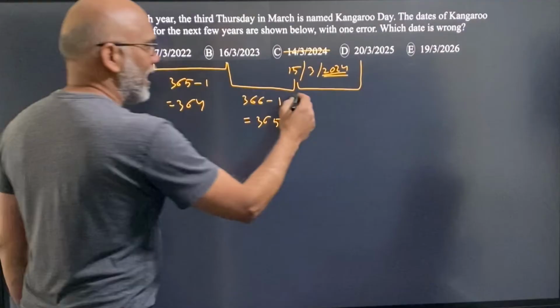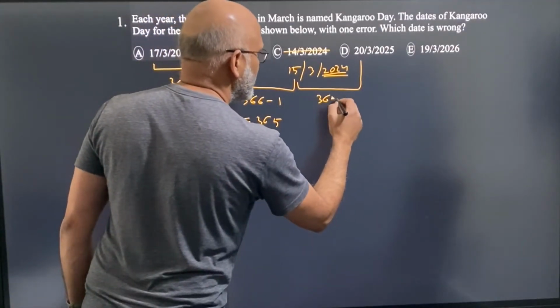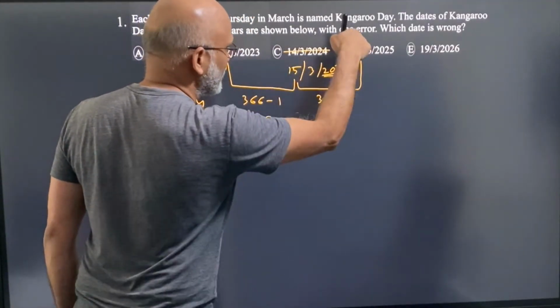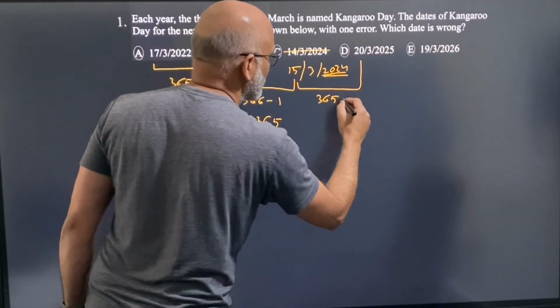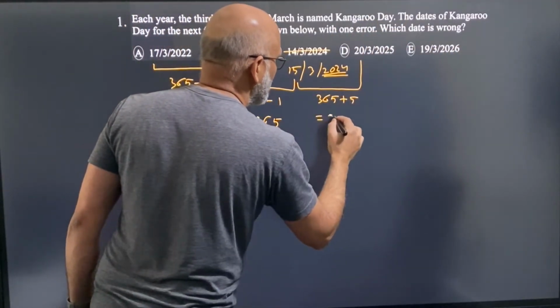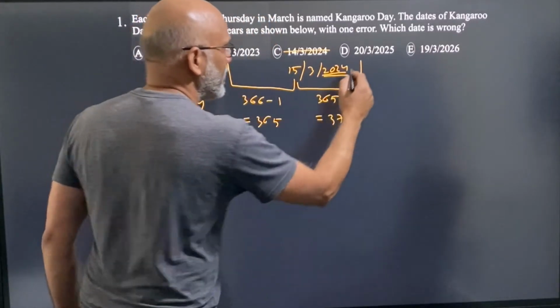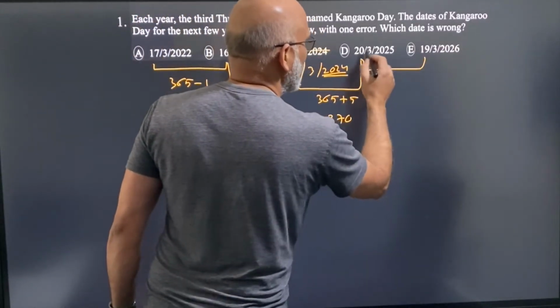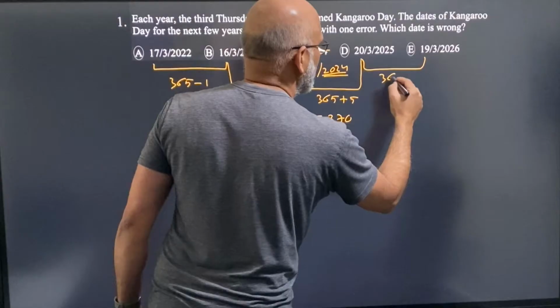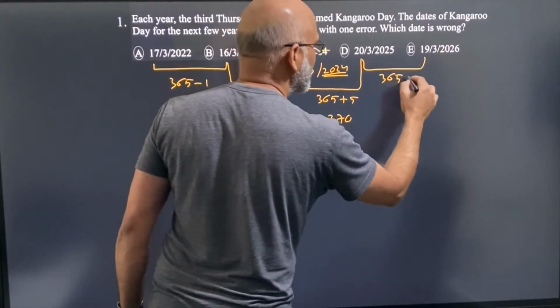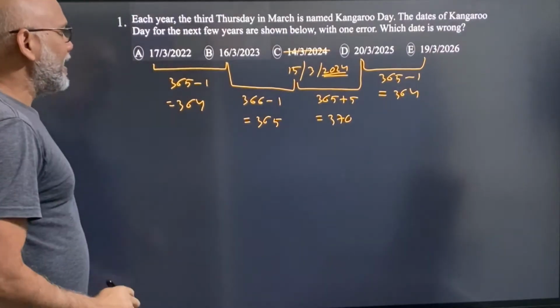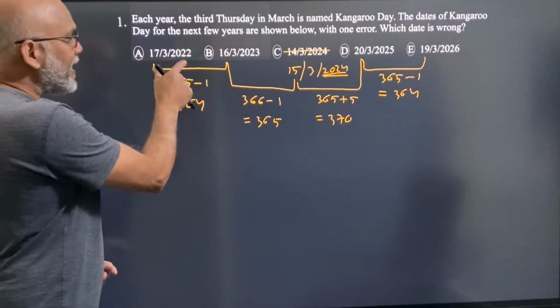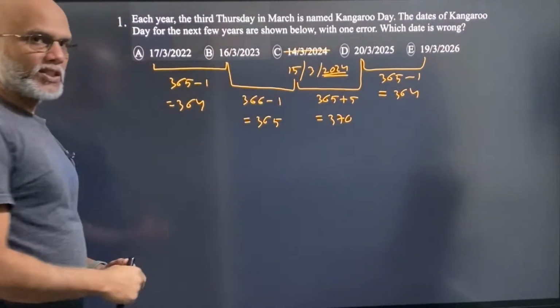So there I have 365 days, right? If I went from 15 to 15, but I'm not going to 15, I'm going to 20. So I'm going 5 more extra days. So plus 5, so this is 370 days. And here 20th to 20th will be 365, but I'm doing one less day. Minus 1 is 364 days. Okay. Now we know the number of days between any two dates, right?